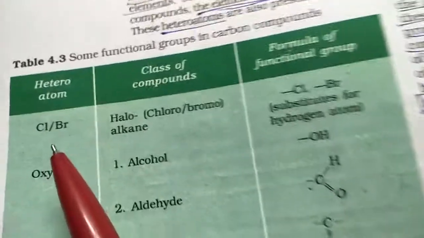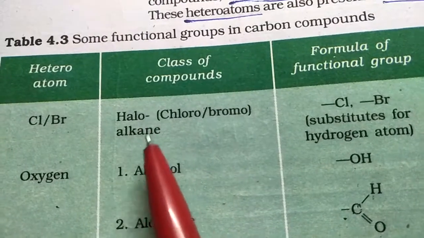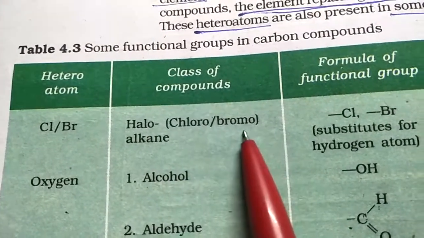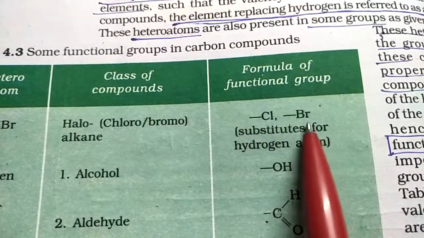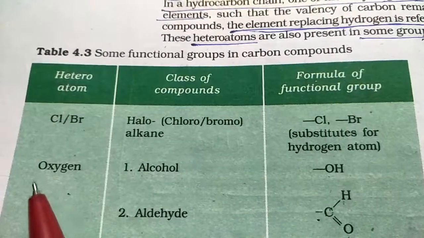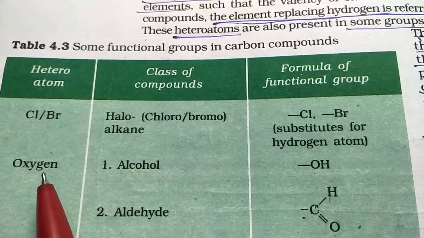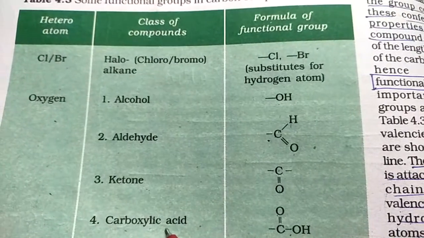The first heteroatom is chlorine. Now this chlorine is also known as halo. Okay, that is chloro or bromo. Now it is represented by Cl and Br, which can be substituted for a hydrogen atom. Next is oxygen as a heteroatom. You have got alcohol, aldehyde, ketone and carboxylic acid.